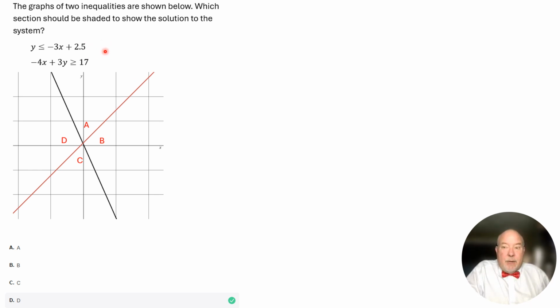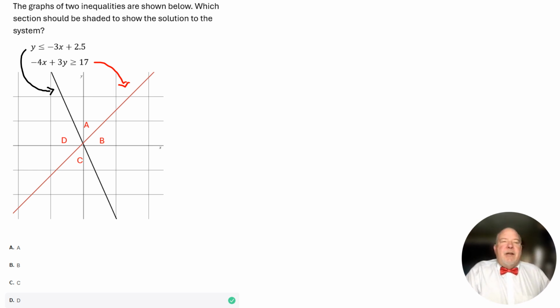Sorry, I keep saying equation, inequality. So this one on the top goes with the black line here. So that one goes with that. And so, of course, that means that the other one goes with the red one. So now that I have those straight, now I can work on the shading part.